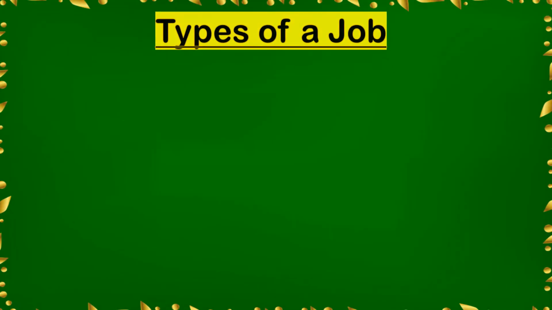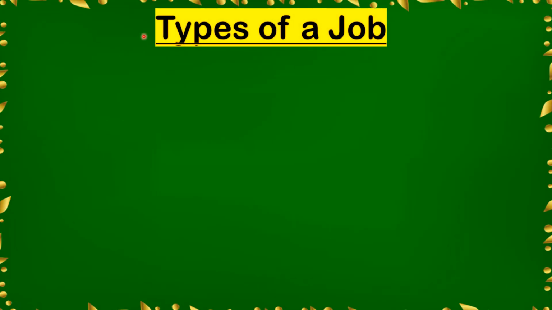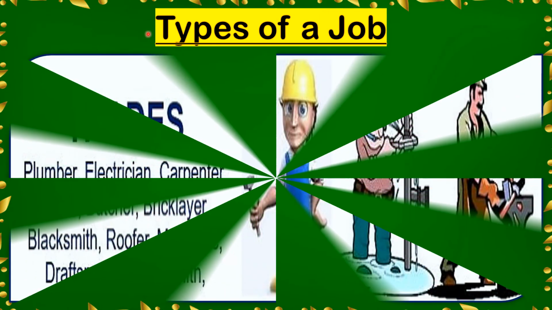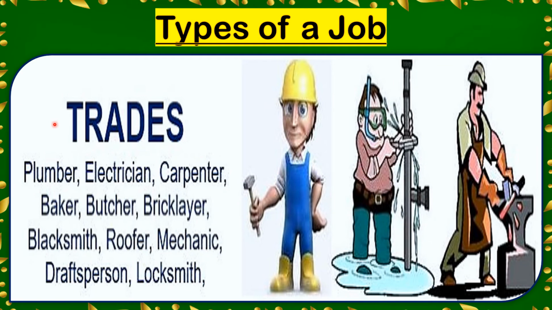Now, class, talking about the different kinds of jobs, let us discuss now the different types of a job. So the first one is trades. Example of trades: plumber, electrician, carpenter, baker, butcher, bricklayer, blacksmith, roofer, mechanic, draftsperson, and locksmith. So each of these examples are very important types of jobs because they have a specific skill in doing the job. Without a carpenter, we do not have a home.